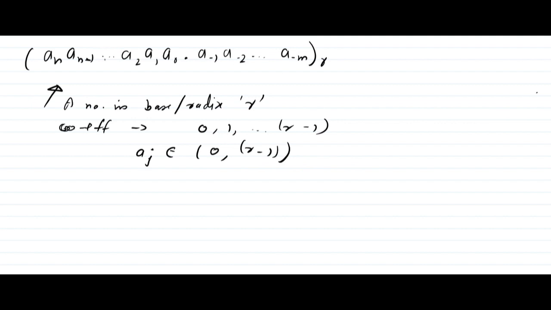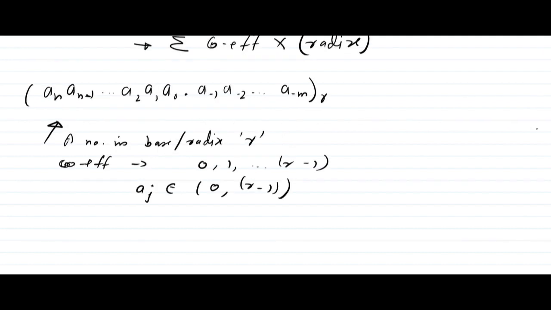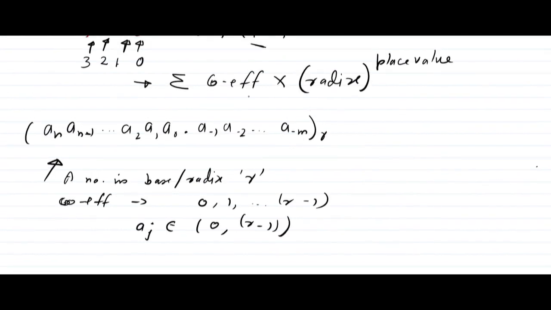Now if you want to expand it, what you have to do is check the place value and then use the same rule: the summation of coefficient multiplied by radix raised to power its place value. So if this is a number in base R, now let me do this.